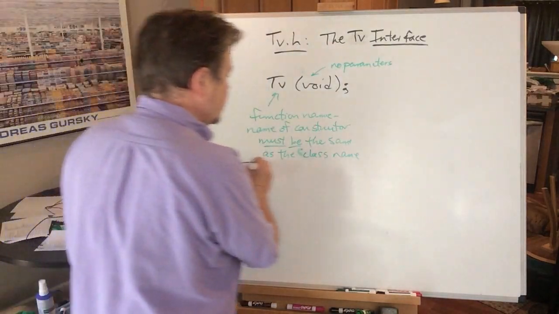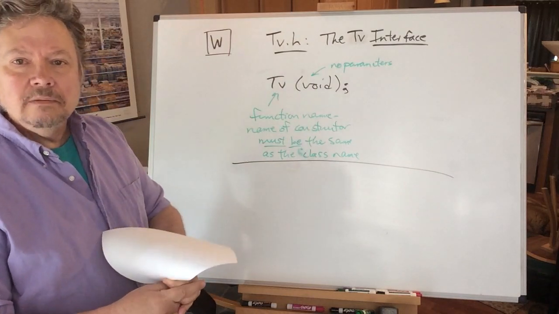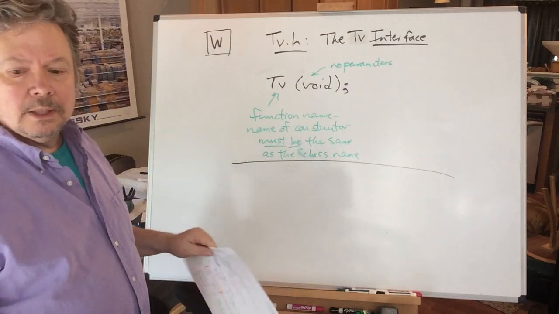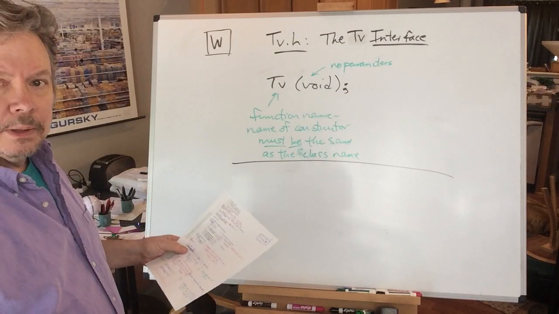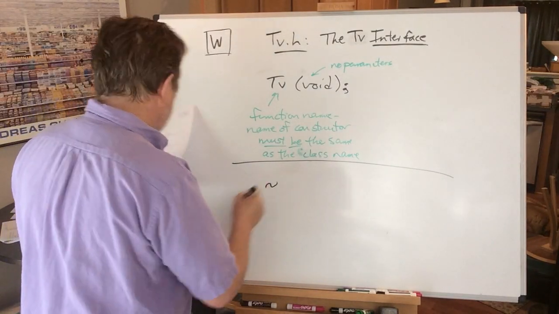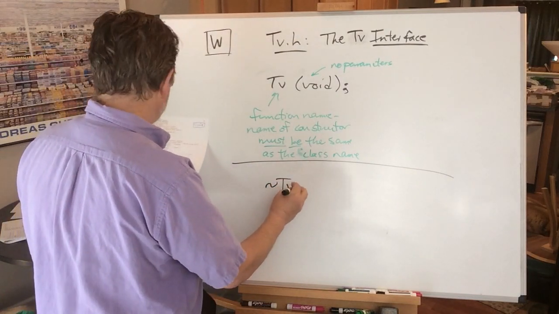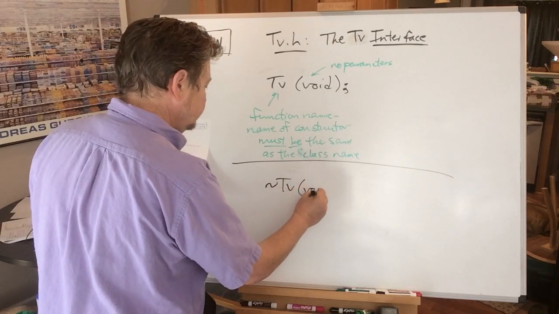Another function that we never call ourselves. The other end of the life cycle of a TV object is when it's about to disappear, when it's about to disappear out of memory completely and be gone. That is the destructor, and it has this squiggle out front. I think that's called the tilde. I meant to look it up. Tilde TV. Also void, no parameters passed in.